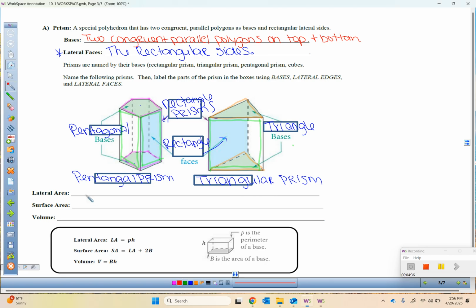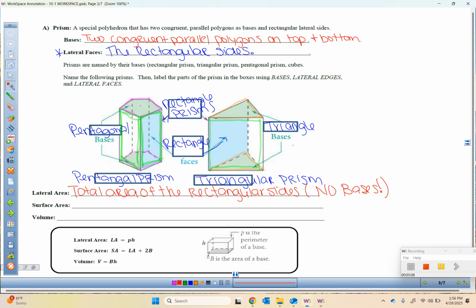Lateral area is the total area of the rectangular sides. And this is with no bases. Very important. No bases. So lateral area is the area of these sides, these rectangle sides all the way around, not including the bases.